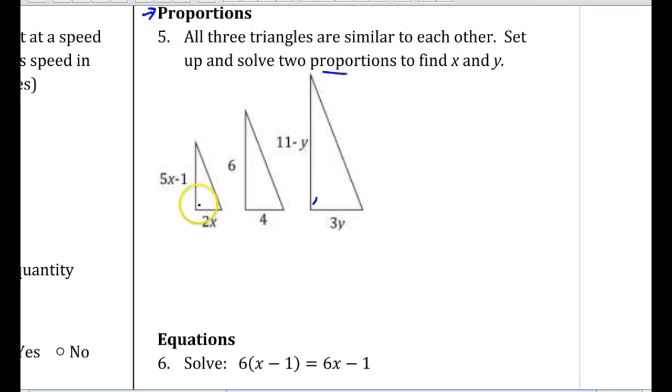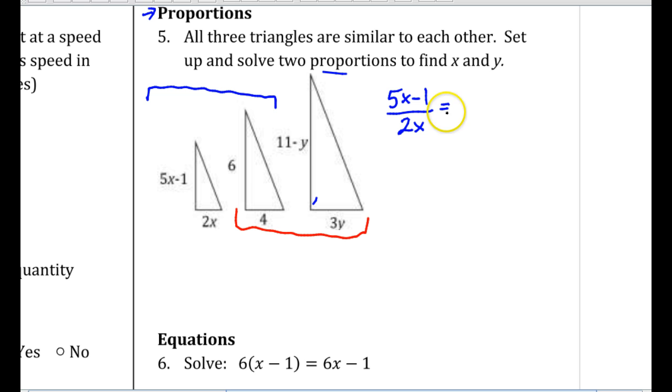So first, this is the triangle with x. This is the triangle with y. The middle one only has numbers, so I'm going to do 1 proportion with these 2 to figure out a proportion just with x's, and then I'm going to do another proportion with these 2 because those will only have y's. So first the x's, and I'm going to do height over base. So height would be 5x minus 1 over the base, which is 2x.